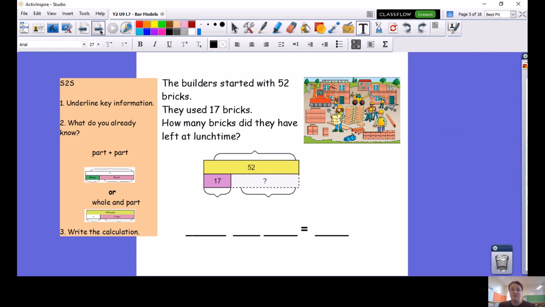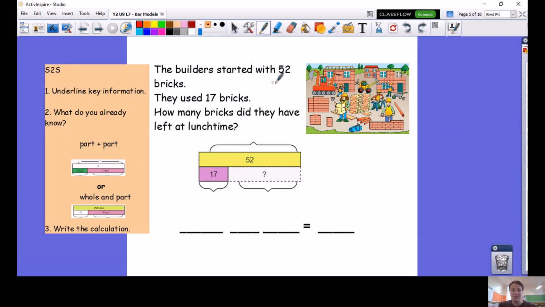The builder started with 52 bricks. They used 17 bricks. How many bricks did they have left at lunchtime? So I'm going to follow my steps to success, and I'm going to underline the key information. And I know that they had 52 bricks. They used 17 bricks. And how many did they have left? So automatically I know that my bar model is representing my whole, which is 52, the number they started with. And I know they've used 17. Now I've got this missing gap here.